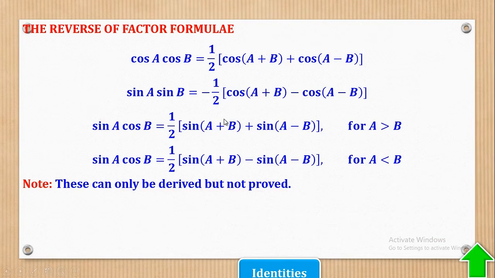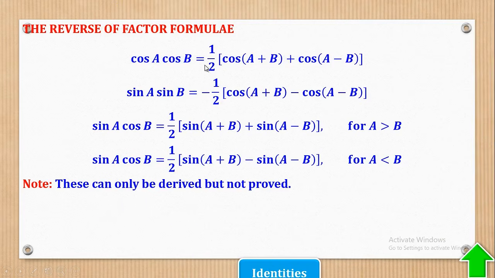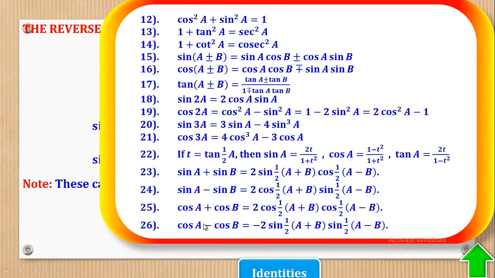Now this half somehow comes from the 2 that was there in the factor formula. When I take it to this side, it becomes a half. So that is where this one comes from. Then for sine sine, here it will be negative a half, cos minus cos. Negative a half, because even in cos minus cos it was negative 2 there. So if it is just sine sine, this negative 2 has to go to this side.